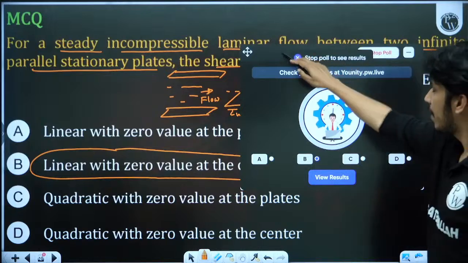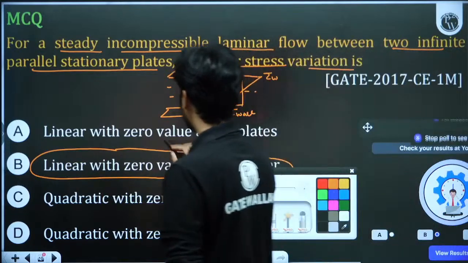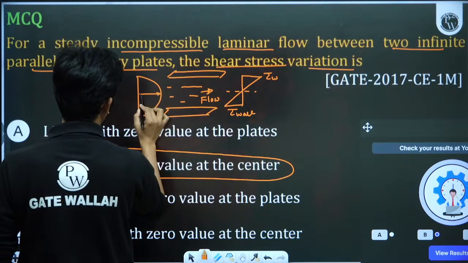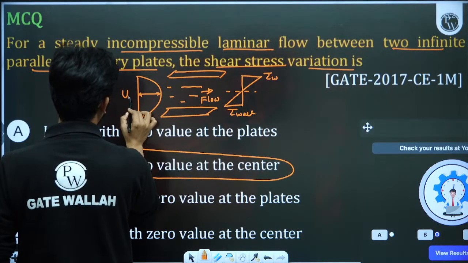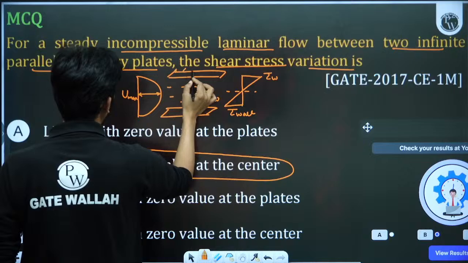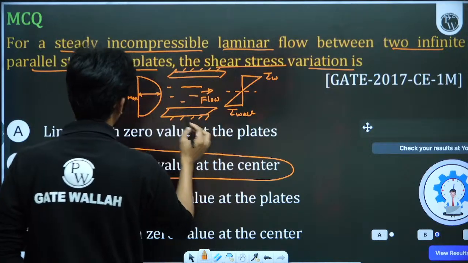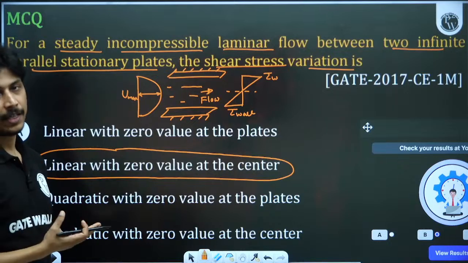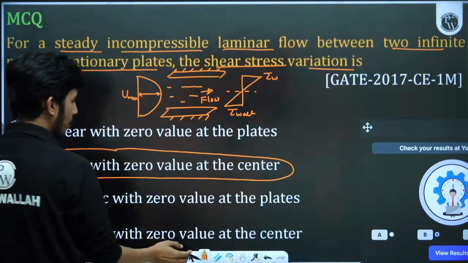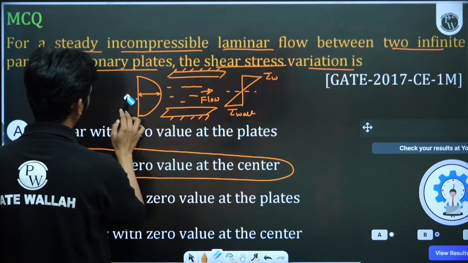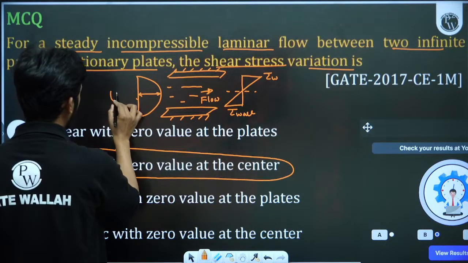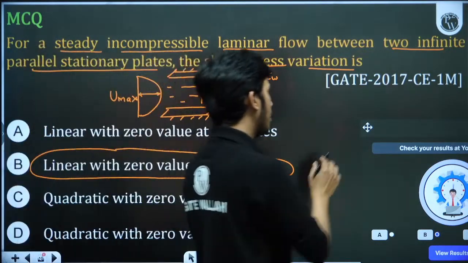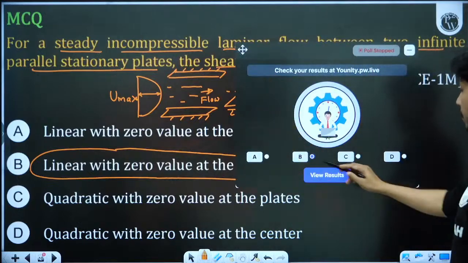But the velocity variation is parabolic. If you see the velocity variation, it is parabolic. It is U max here, when both plates are stationary. This is velocity distribution. The velocity is quadratic and the maximum velocity is at the center. And shear stress is linear, maximum at the wall, zero at the center. So B part is the correct answer.